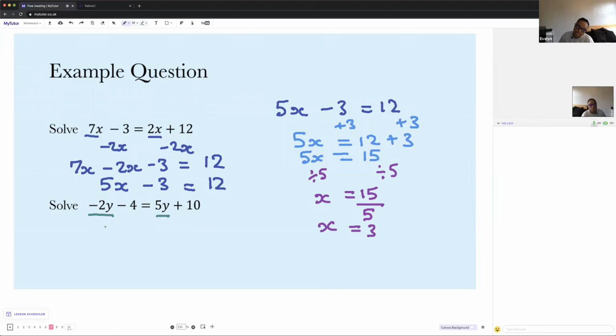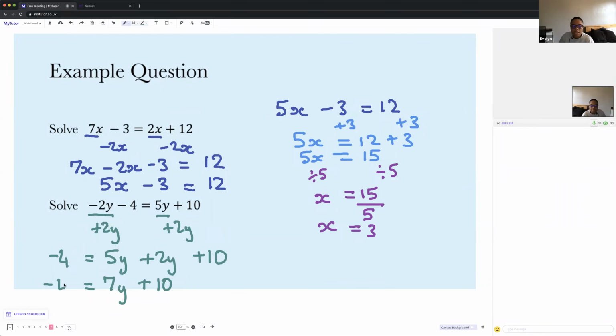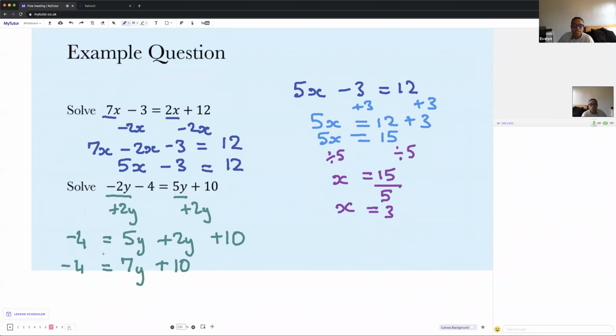So since we're subtracting 2y on the left-hand side, we're going to add 2y to do the opposite. So we're left with minus 4 on the left-hand side. And then on the right-hand side, we've got 5y plus 2y plus 10. 5y plus 2y is 7y because 5 plus 2 is 7. And then we still have our plus 10 and our minus 4 on the left-hand side.